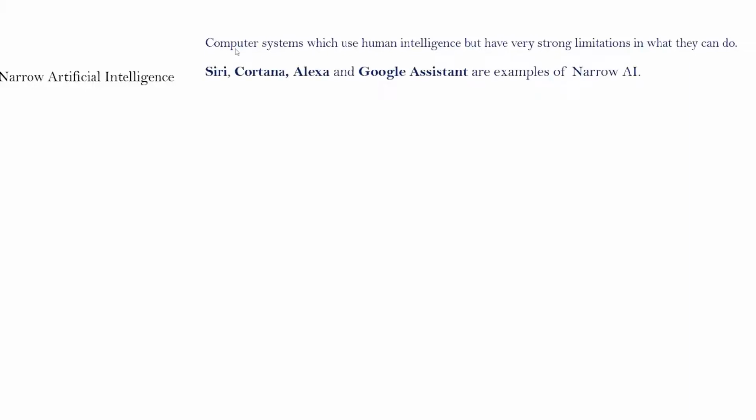Next we should think about narrow artificial intelligence. So what does it mean? Narrow artificial intelligence are computer systems which use human intelligence but have a very strong limitation in what they can do. The limitation is very, very limited. It is not that they are thinking and making decisions themselves. Examples are Siri, Cortana, Alexa, Google Assistant. These are all examples of narrow AI.